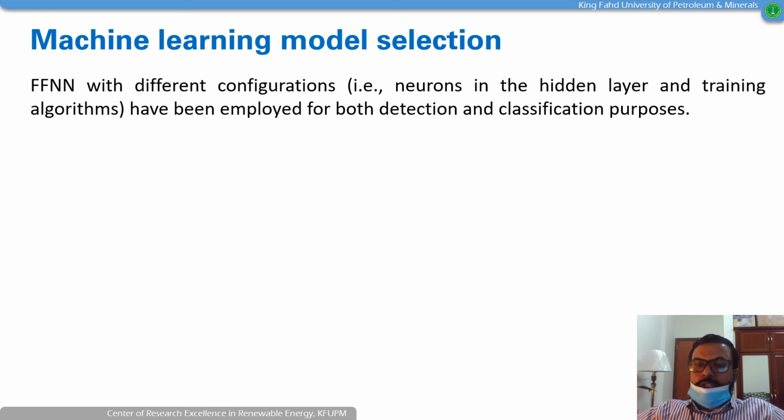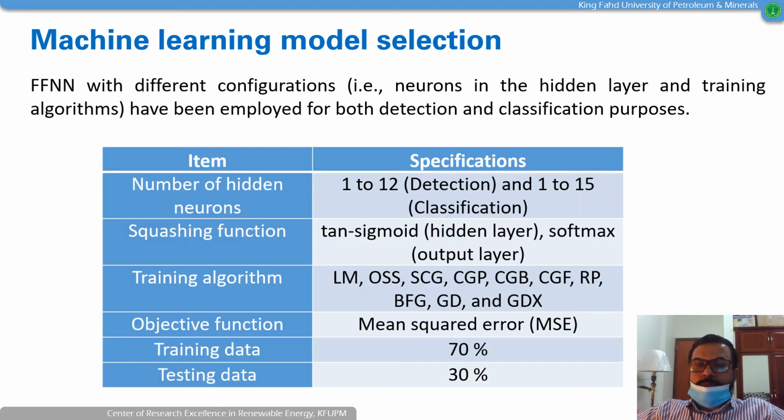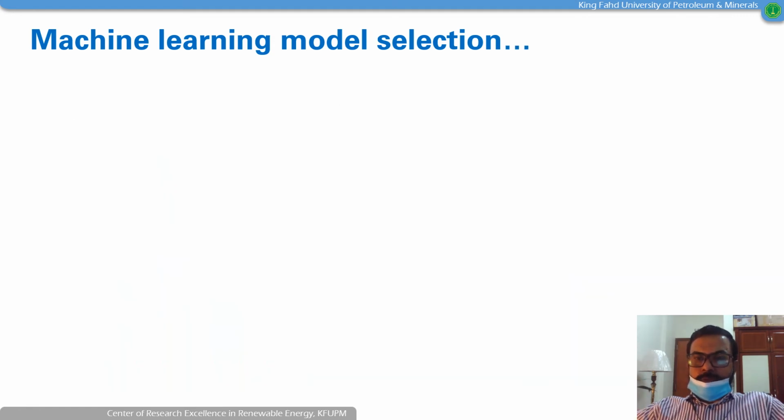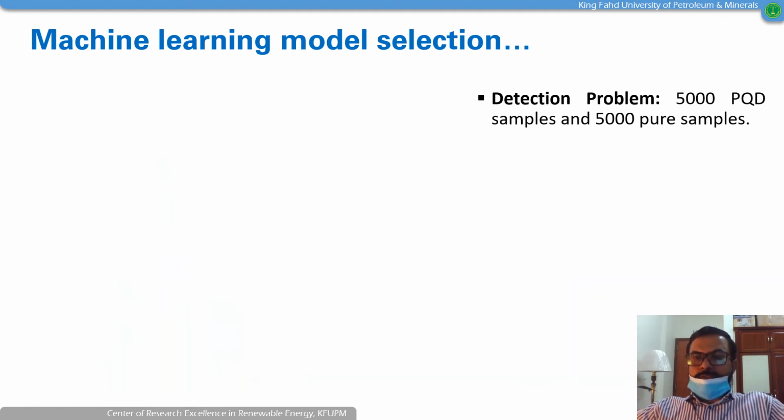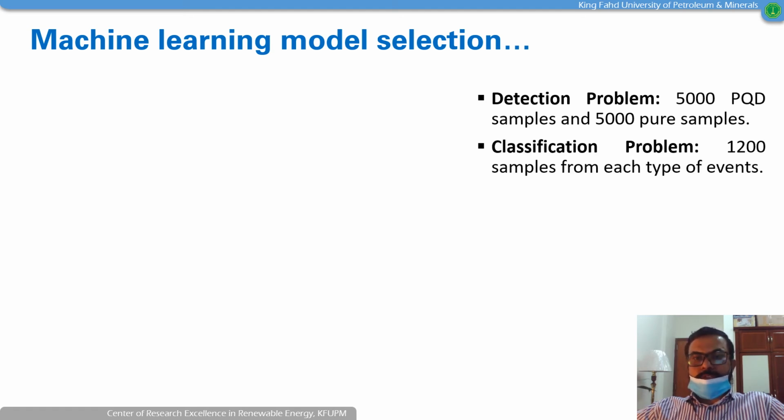In this chapter, we have used different configurations of feed-forward neural networks. This table provides the specifications of the neural networks we have used for both detection and classification of power quality disturbances. For the development of the PQ detection model, we have used 5,000 power quality disturbance samples and 5,000 pure samples. For the classification model development, we have used 1,200 samples of each type.